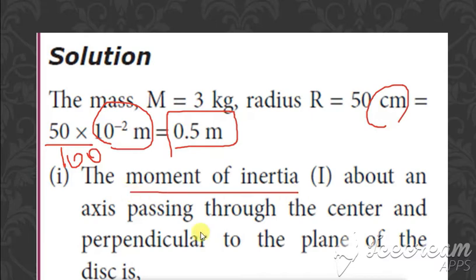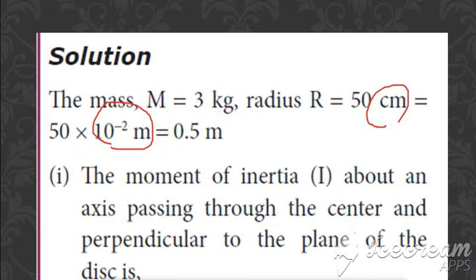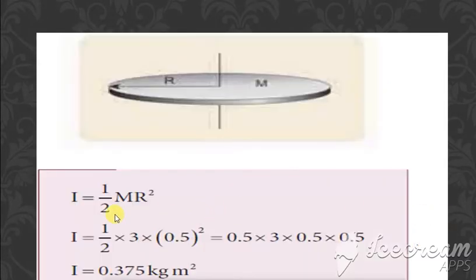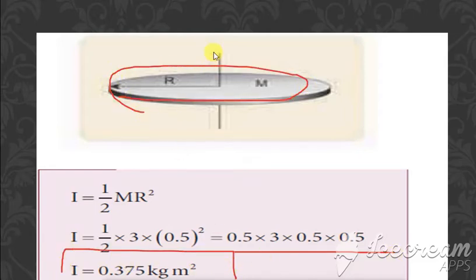So first is the moment of inertia about the axis passing through the center and perpendicular to the plane. The formula is I is equal to half m r square. The m value is 3, r is 0.5. So 0.5 into 0.5, and if you multiply all these values, we get 0.375. This is for the axis passing through the center of the body.